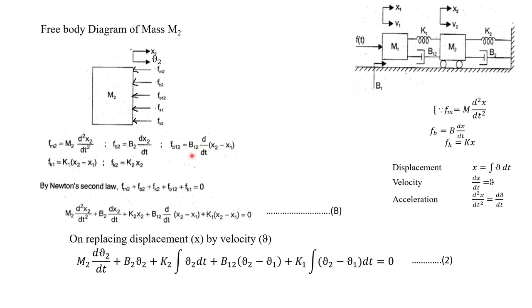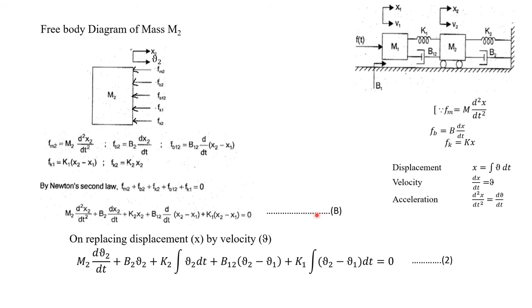Then what about Fk2? k2 is connected only to this m2, so Fk2 will be k2 into x2. Directly we can write the formula by relating the displacement of only that mass m2. Now if you are applying Newton's second law here, the sum of all the opposing forces will be equal to the applied force. Here there is no applied force, so the sum of all the opposing forces will be equal to 0. When we substitute the value of opposing forces here, we get the equation like this. So this is equation B.